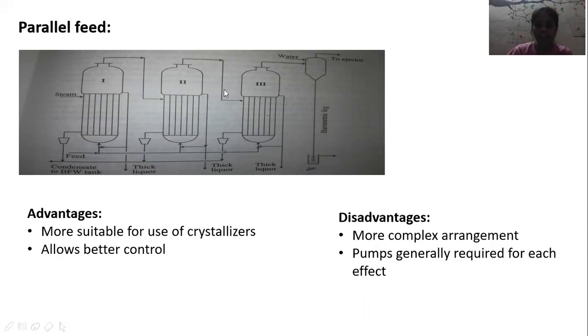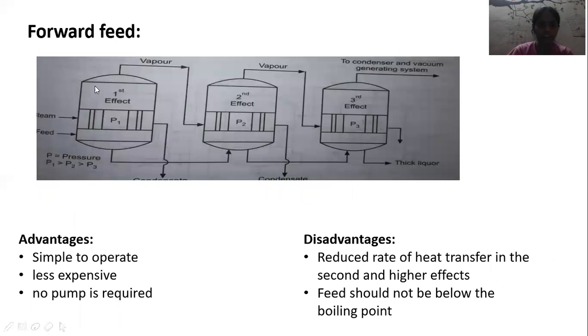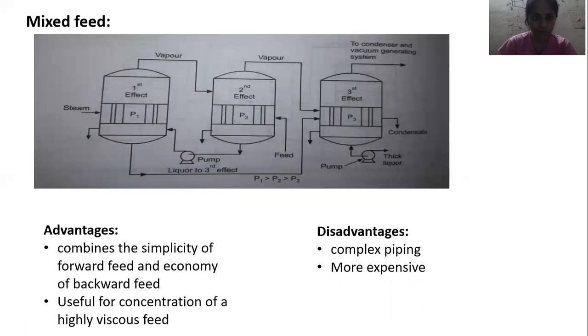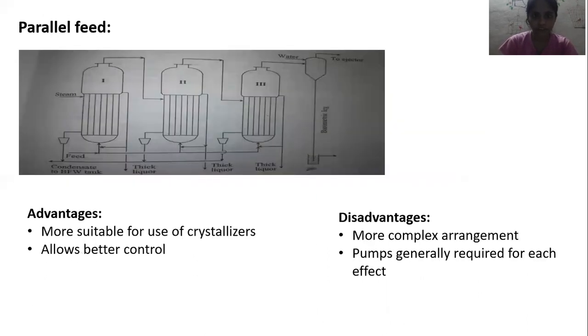And the common difference in each feed, we can see that the steam and the vapor, that is the upper part, this portion, there is no change. All are from the left to the right. But the major difference we can see is the feed and the thick liquor discharge. See, in this also steam and vapor are in the same direction. There is difference in the feed and the thick liquor discharge, as in mixed feed as well. See, steam and vapor are in the same direction, whereas feed and thick liquor discharge are varying. So I've covered the topics.